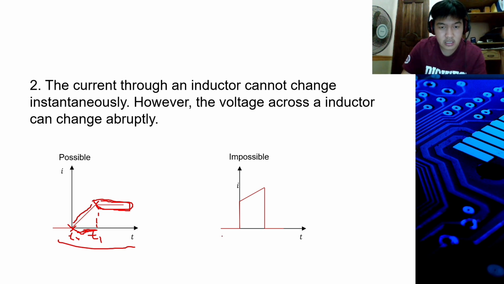Unlike in this other waveform, where it is possible because it starts at 0 and the current in the inductor becomes instantaneous here, which means the duration delta t is 0. Therefore, it will have an infinite spike or high voltage spike in this portion, which is possible.